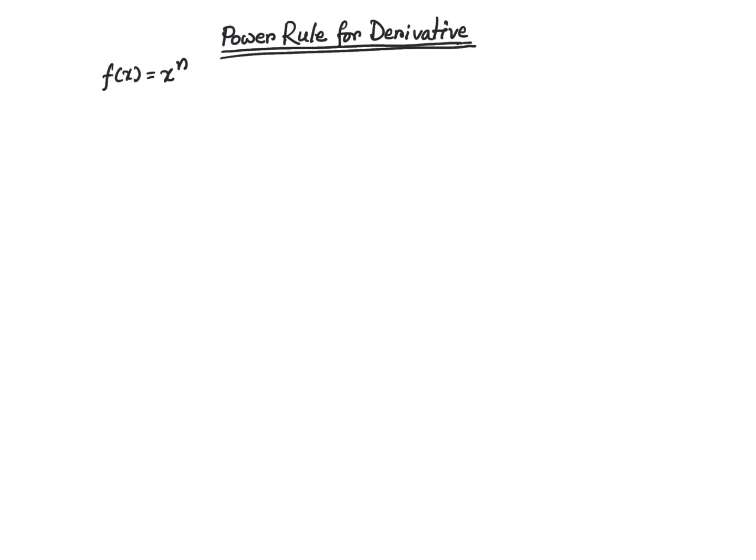In this video, I'm going to talk about the power rule for derivatives. So my function is f(x) = x^n. In the first scenario, I'm going to assume that my n is a positive integer, so n is an element of {1, 2, 3, ...}. Then we will extend this idea to any real number.